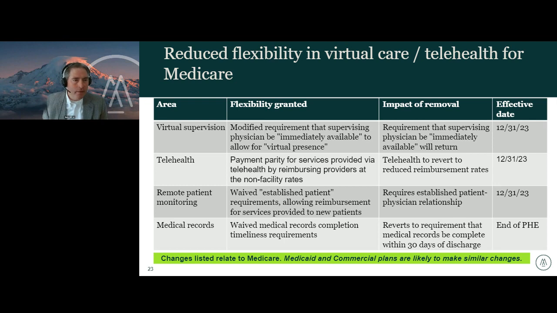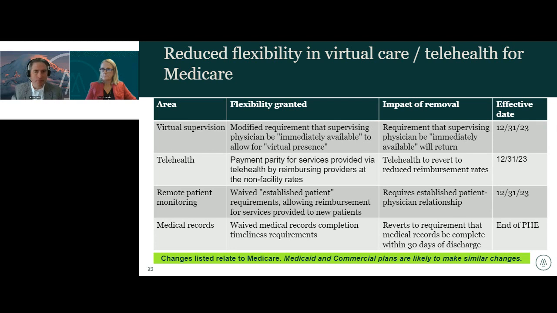And then next up are some changes around remote patient monitoring, which is a pretty new treatment category in general. With remote patient monitoring, we're collecting data that we can use to develop or manage a patient's treatment plan. It was initially targeted to patients with chronic conditions, but it's now allowed for patients with acute conditions as well. And as of 12/31, CMS is going to revert back to that established patient requirement that they've had in the past for this service.